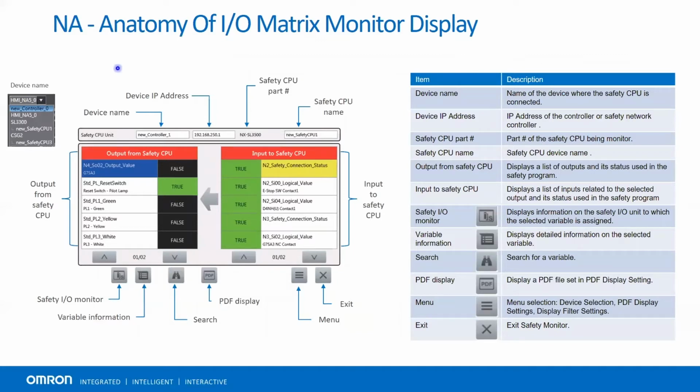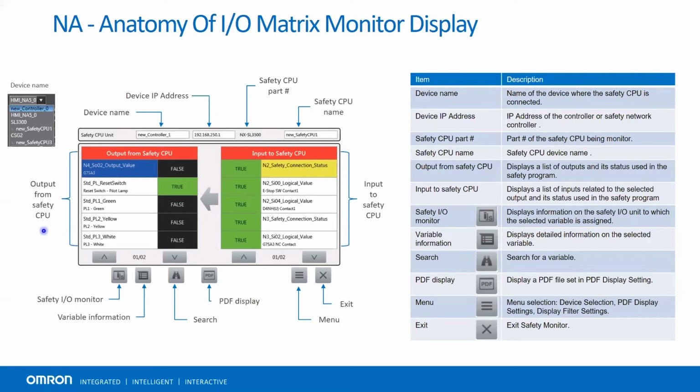The anatomy of the I/O matrix monitor display. In the matrix monitor, you'll see the device name of the device where the safety CPU is connected, the device IP address of the controller or safety network controller, safety CPU part number, the part number of the safety CPU being monitored, safety CPU name, the name of the safety CPU device name. Output from safety CPU.